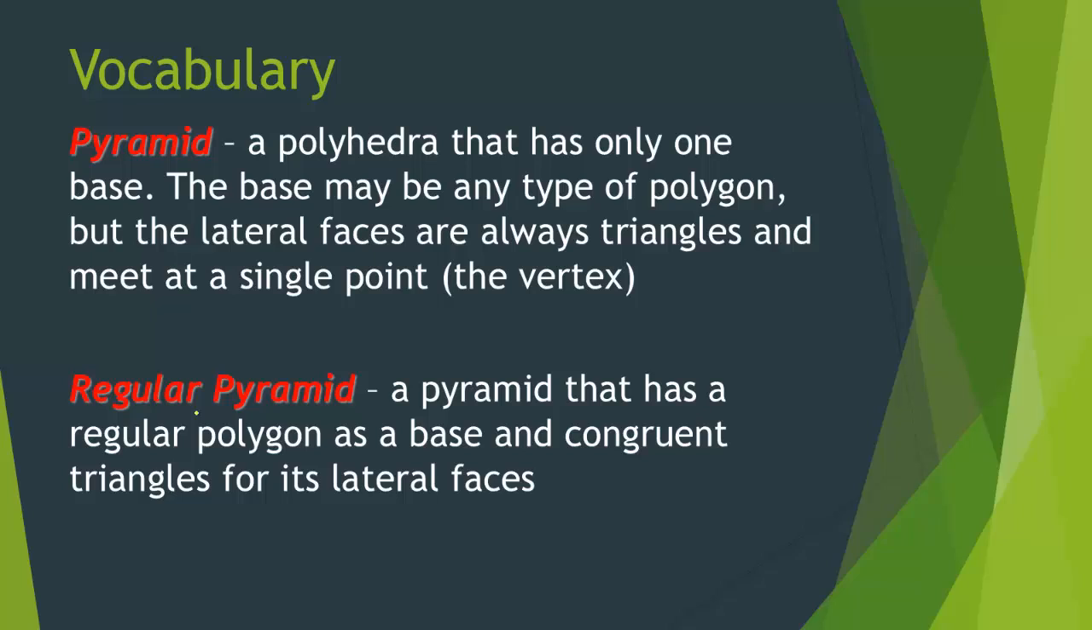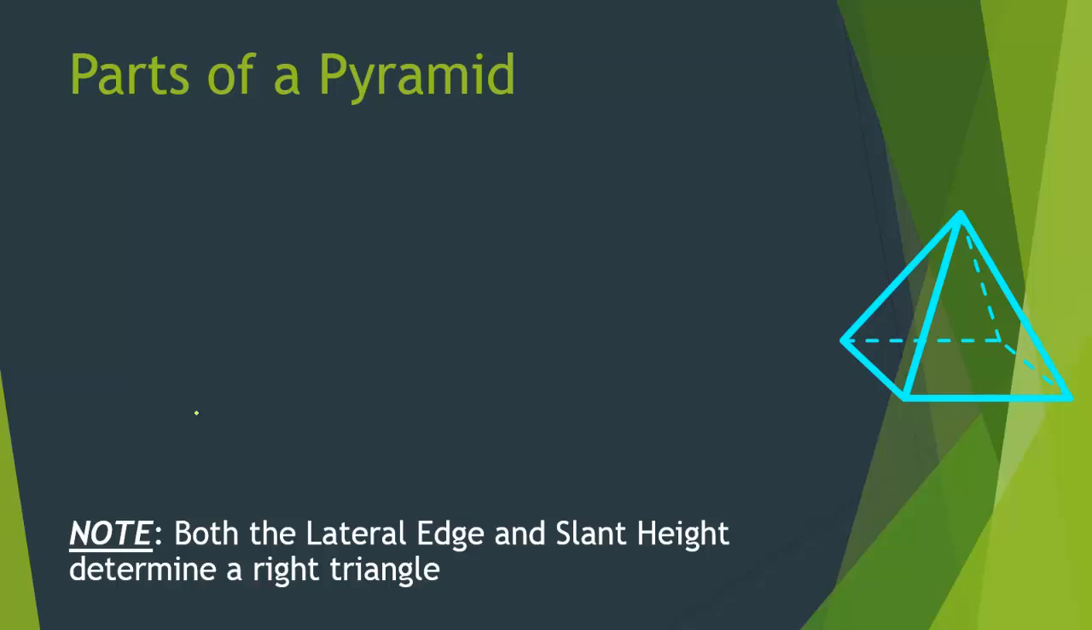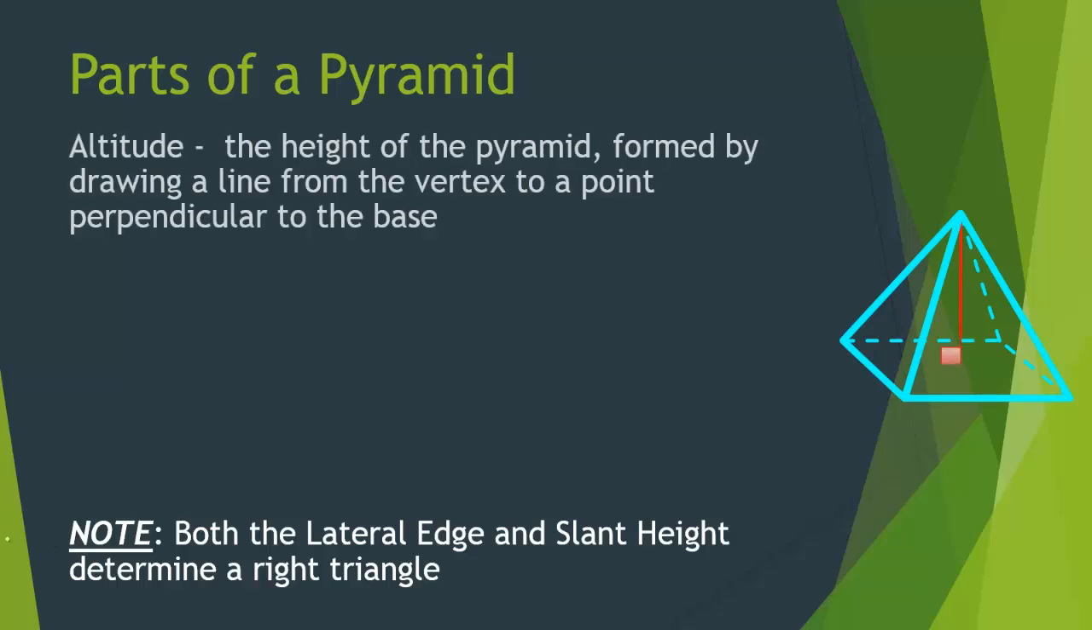So just remember that. If it says it's a regular pyramid, that means that whatever the polygon is at the bottom is a regular polygon, meaning each of its sides are equal. All right, so let's start with parts of a pyramid. I'll save this note for later.